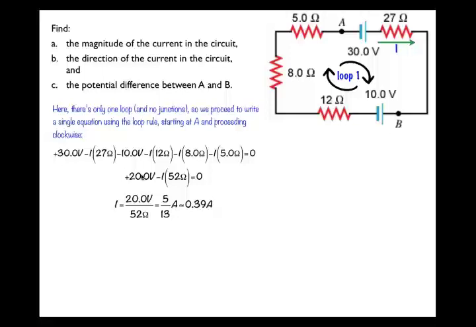For those of you who eschew fractions, that's 0.39 amps approximately. So that is part A of this. We want to find the direction of the current in the circuit. Well, we already did, essentially.